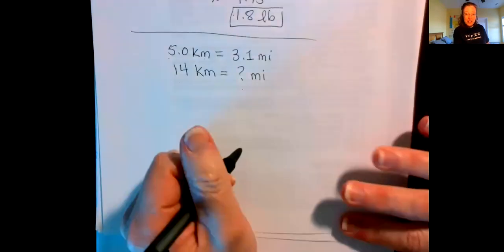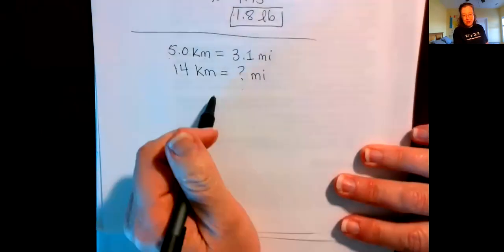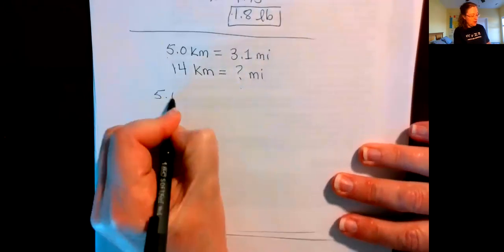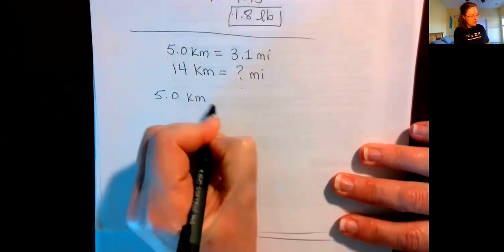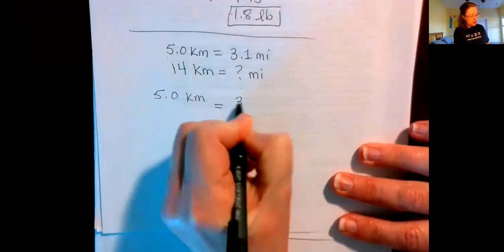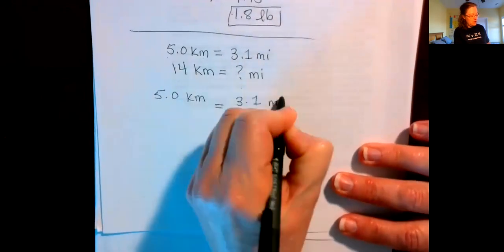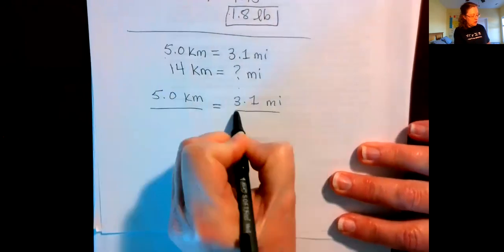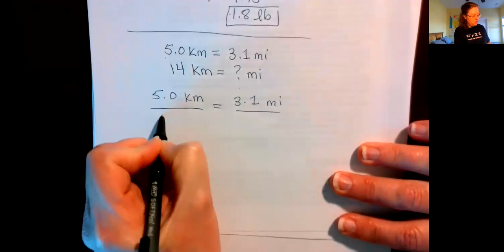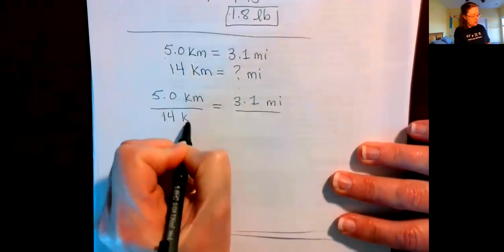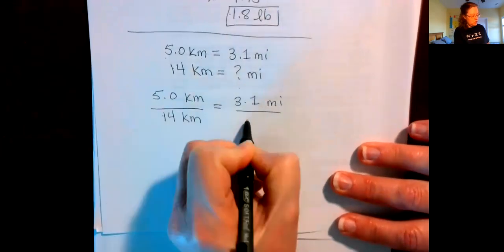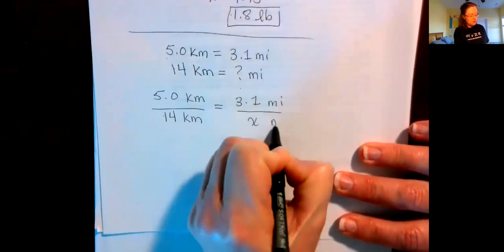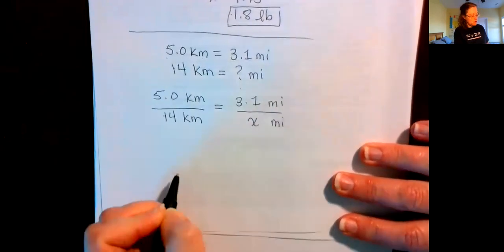I'm not sure which way you liked it, but seeing how I just said I really enjoyed doing the equals thing, I'm going to go ahead and do 5.0 kilometers is equal to 3.1 miles. And on the bottom, I'm going to have the other kilometer, 14 kilometers, will be equal to question mark miles, so X miles. Cross multiply to solve.